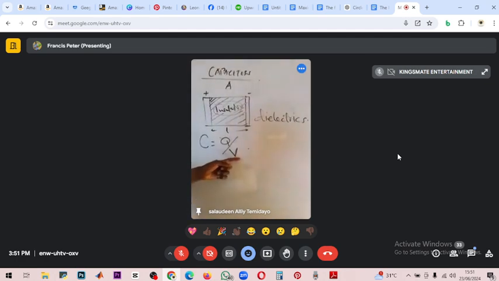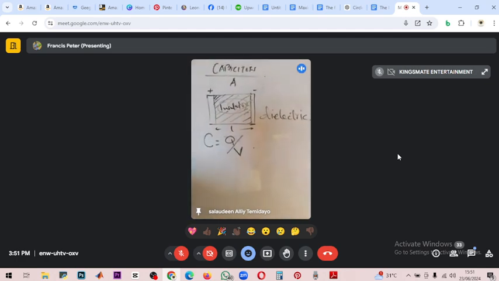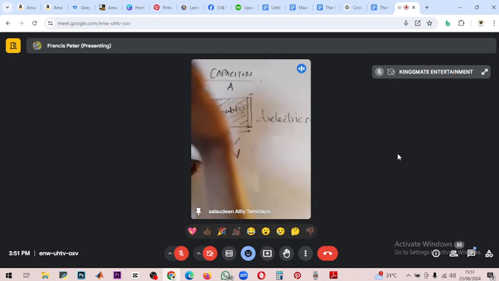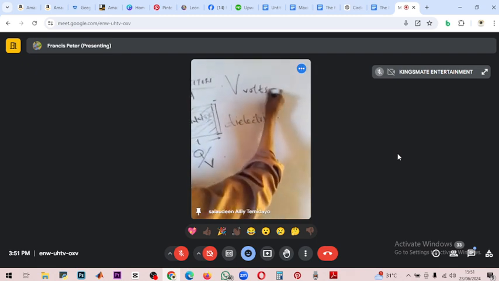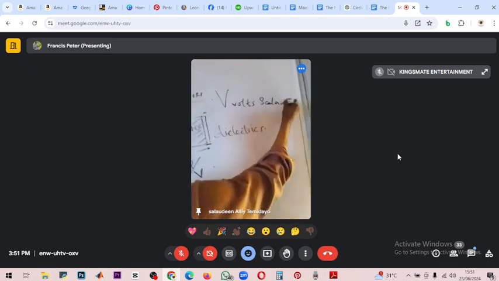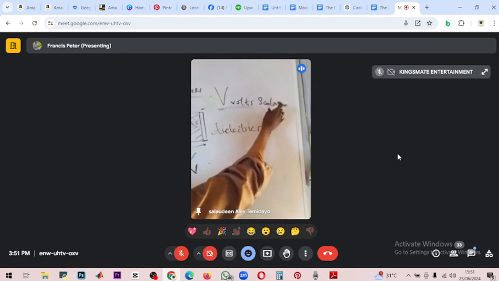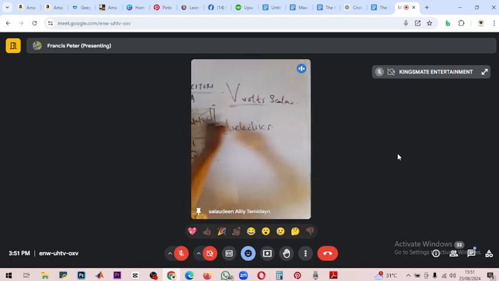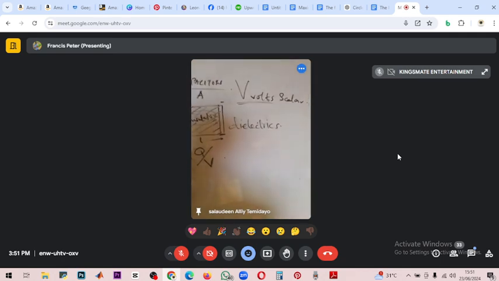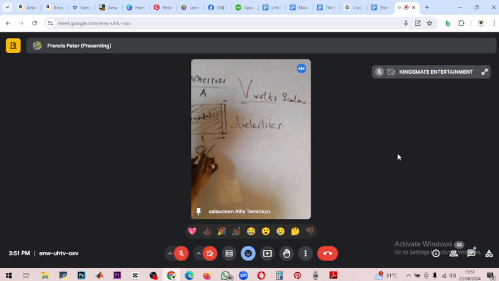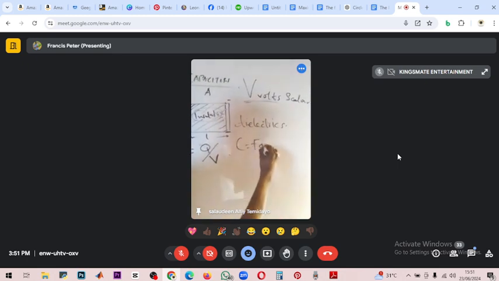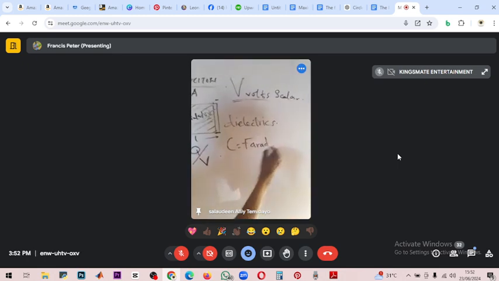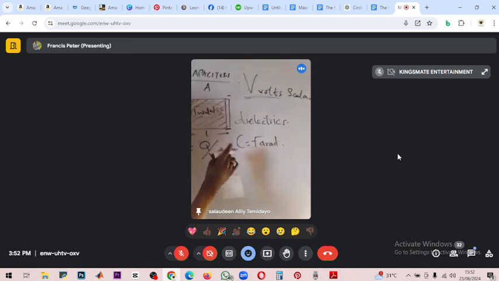That's the electric potential difference. This is the voltage. Sorry, I didn't mention that earlier. The unit of potential difference is volt, and it is a scalar quantity. So capacitance is C, and it is equal to Q over V. The unit of capacitance is farad.